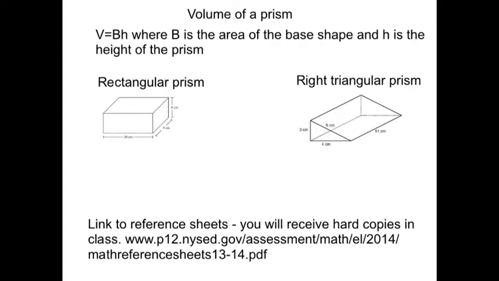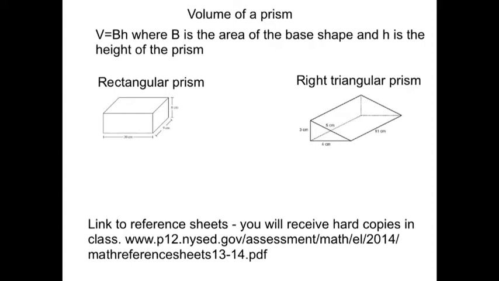When we look at this slide, we notice that V equals capital B H. That's the formula that's going to be given to you on the 7th grade reference sheet during the state test. And what the capital B means is that regardless of the prism, a prism being a three-dimensional shape, and there are two of them on the slide, one is a rectangular prism, and one is a right triangular prism, where they have two parallel bases.